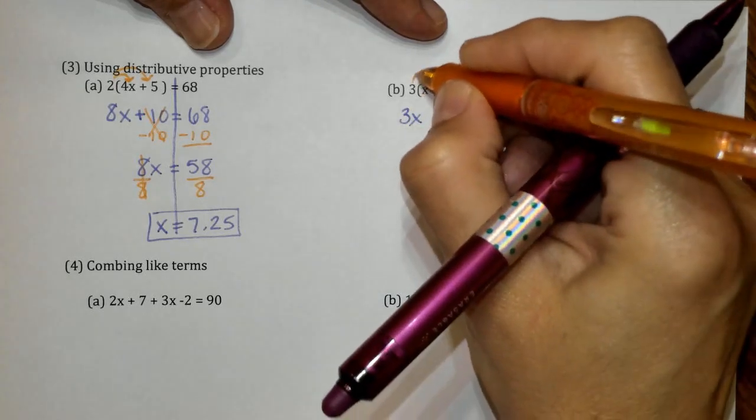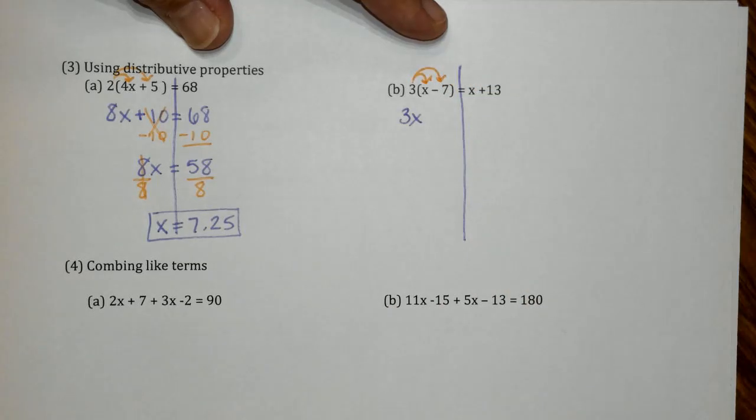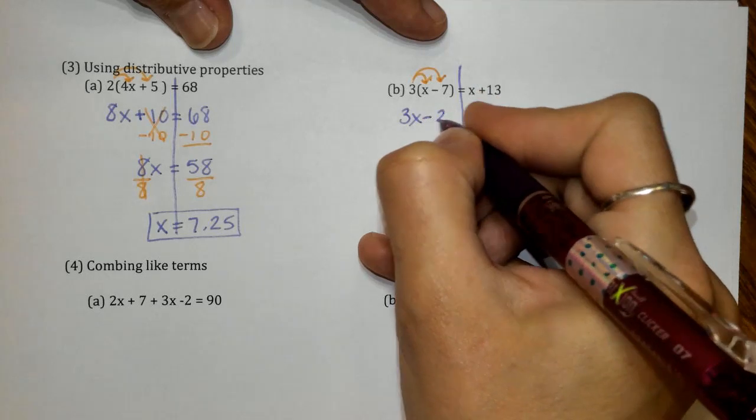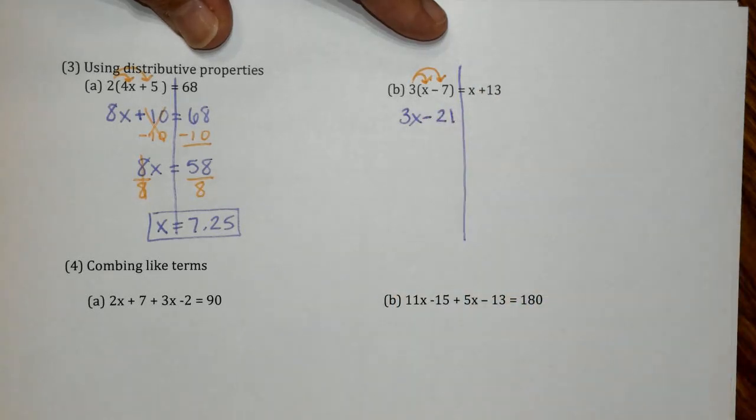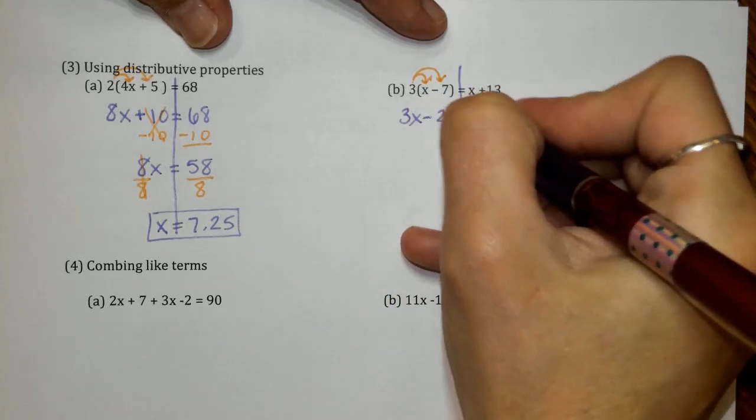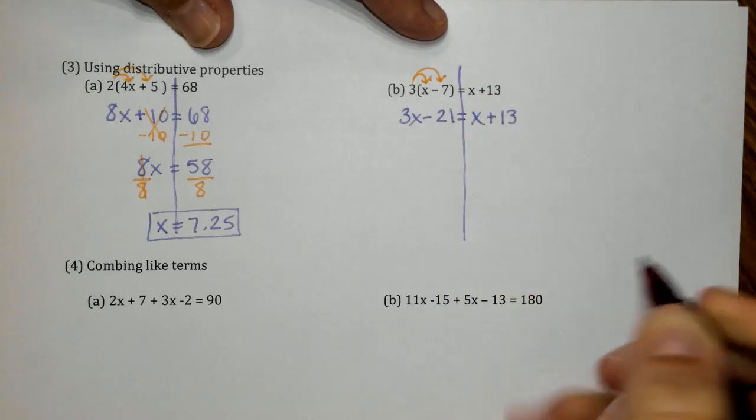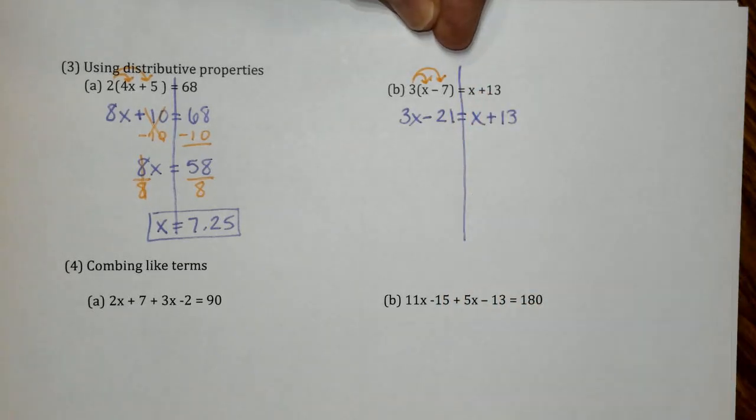Now we go back and say 3 times, look at that, negative 7. Positive 3 times negative 7 is a negative 21, making it minus 21. Bring down your x plus 13. Nothing to do on that side. All right, constants and variables on both sides.